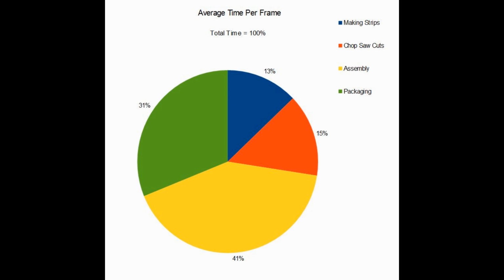The data I was looking for with this time analysis was what was really involved with packaging these frames up for shipping the products, because I really never had a good measurement of that. So here's my value. It's roughly a third of the whole process at 31%. And that's a pretty big value considering the overall cost of the product.